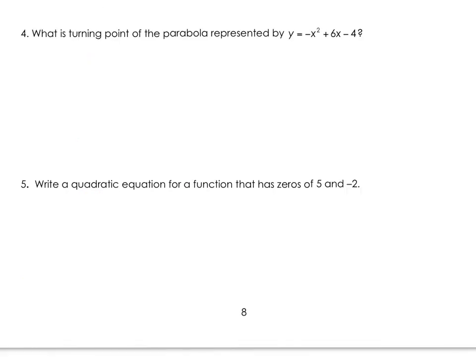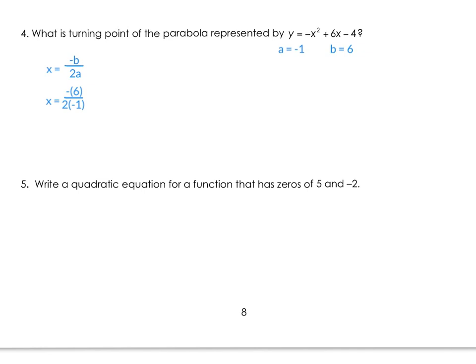Okay, the next question says, what is the turning point of the parabola represented by y equals negative x squared plus 6x minus 4? So in order to find the turning point, we need to first find the axis of symmetry. So how do we do that? Start with the axis of symmetry formula, x equals negative b over 2a. Then replace the information that you know. Off to the side, I wrote down a equals negative 1 and b equals 6. So now I can replace the a and b value in the formula.